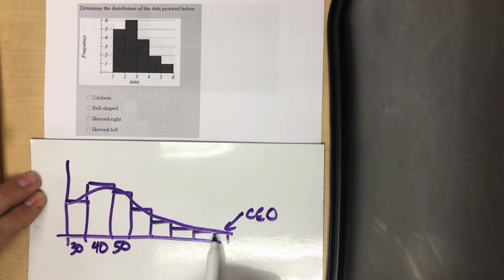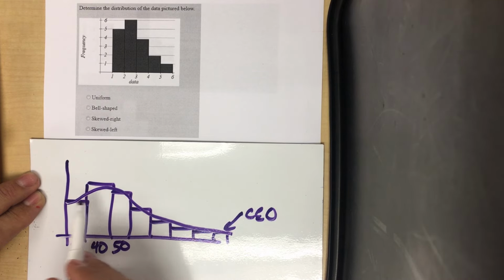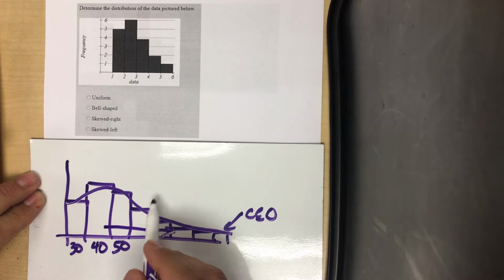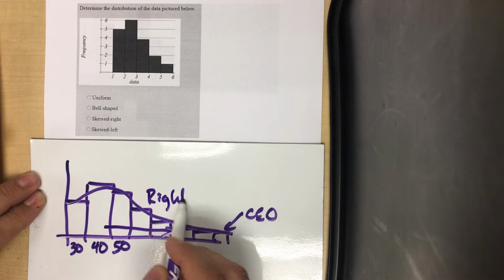A lot of people think that that's skewed left because you have a lot of data over here on the left, but no, it's skewed in the direction of the tail. So this would be right skew.